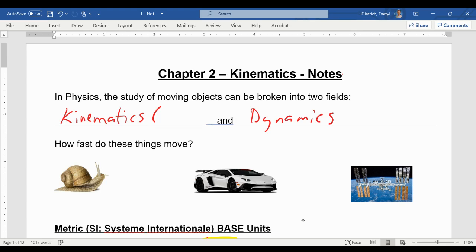Okay, kinematics is the study of how things move: speed, velocity, acceleration. Dynamics is the study of why things move: forces. We push on things with force and we change the motion of things.